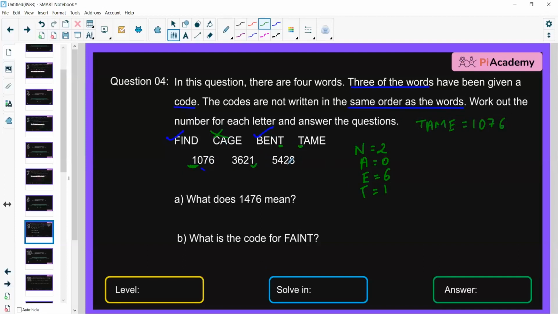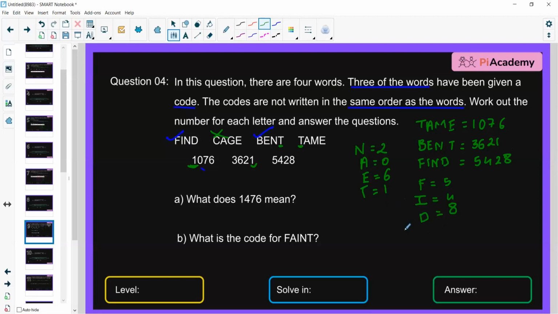So I can conclude that tame is 1076. I can also conclude that bend, with T, that means 1, at the last, is 3621, and the remaining word, find, is 5428. So I can also see that F stands for 5, I stands for 4, N stands for 2, as already mentioned, and D stands for 8.